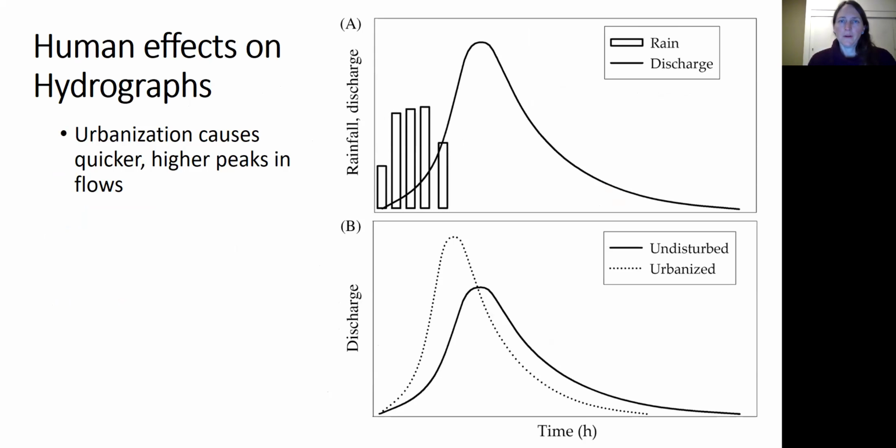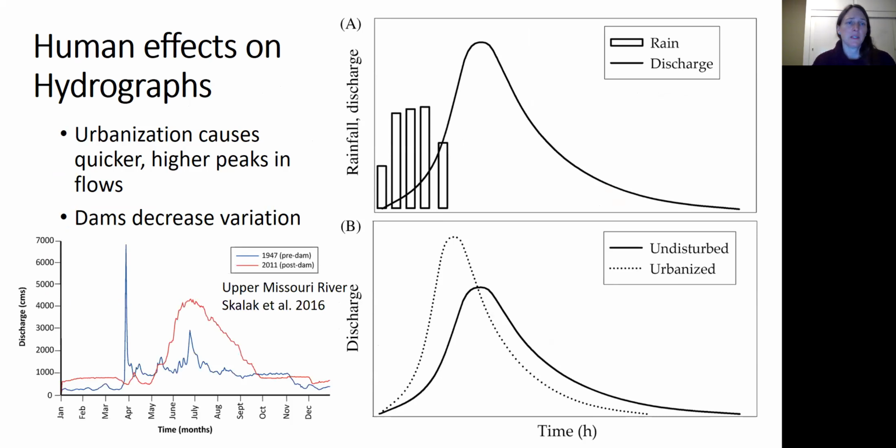There's a couple more, the top showing again that rainfall discharge pattern, but the bottom showing you that if you're a stream that has been urbanized, your peak in terms of flow is going to be higher, and the lag time is going to be shorter. So urbanization causes quicker, higher peaks in floods, which is a problem for people. Other thing that we can see is that dams decrease variation.